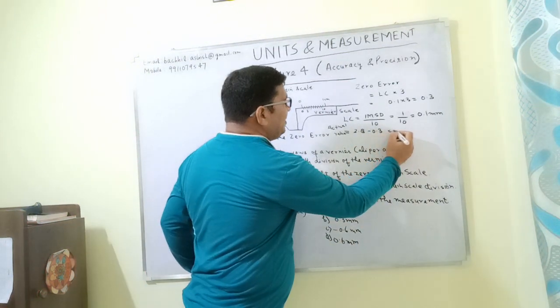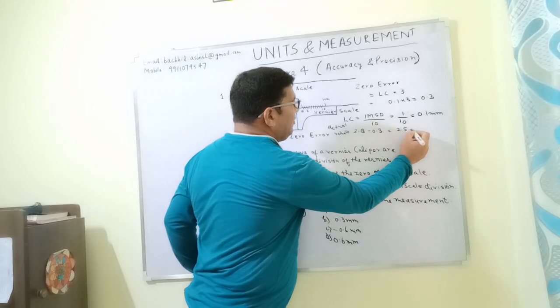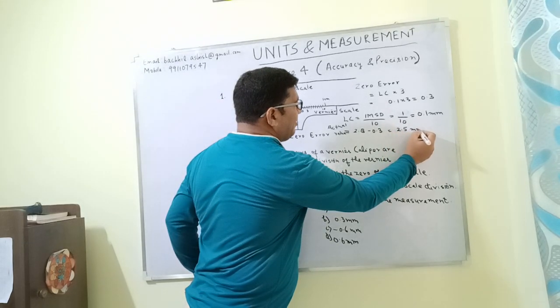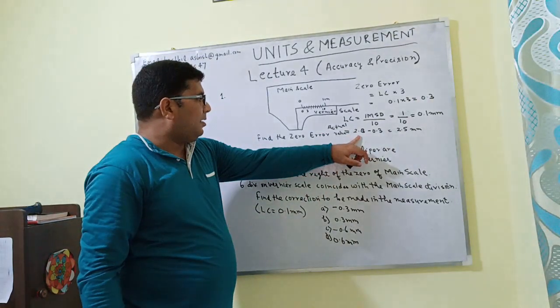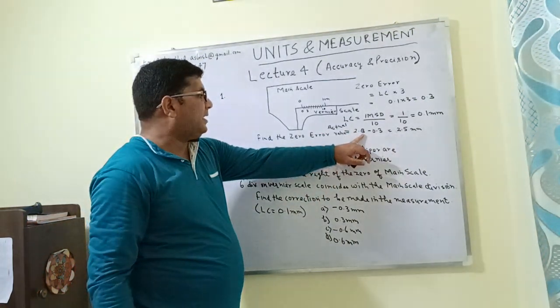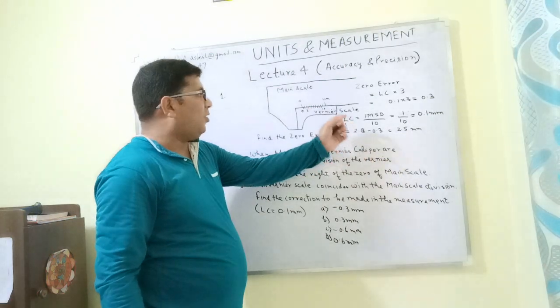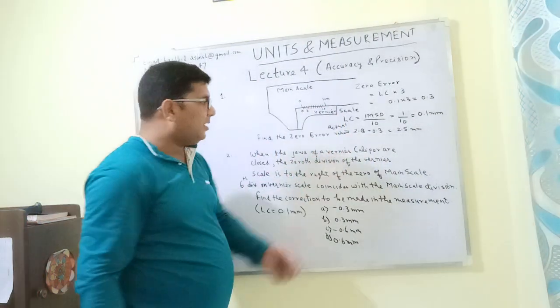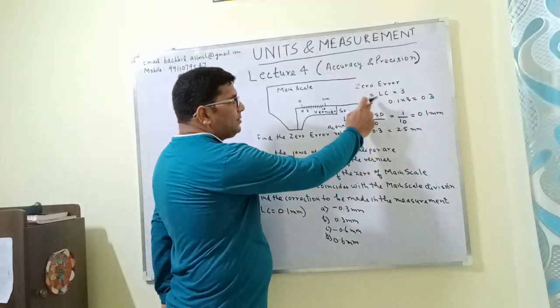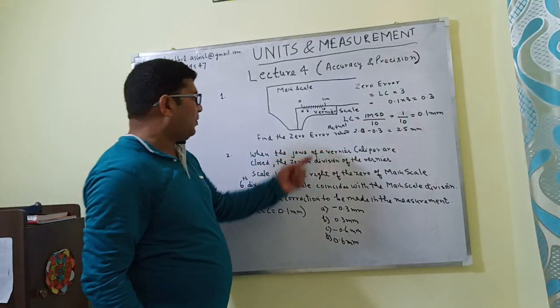So the actual value will be equal to 2.5 mm. 2.8 mm is the measured value of this circular wire, and the zero error is 0.3. This is a positive zero error.